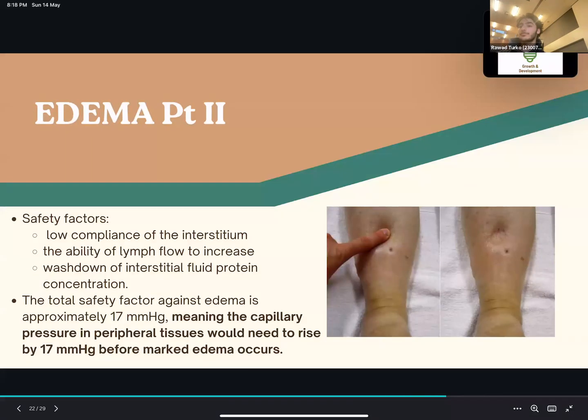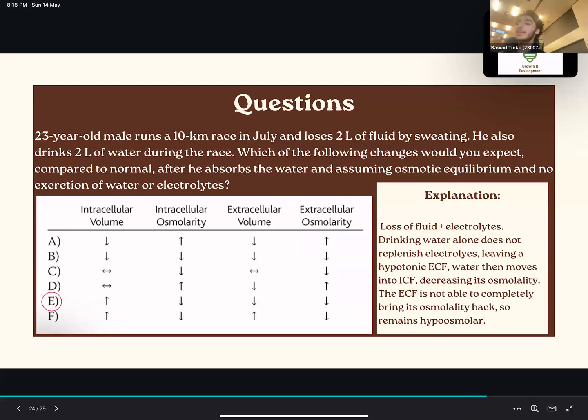So if we go back to the first question, let's go through it step by step. He lost 2 liters of fluid by sweating. That means he's losing both fluid and electrolytes. Then he drank water to replenish the fluid that he lost, but he did not replenish the electrolytes. So that would leave a hypotonic extracellular fluid, and the water would move from the ECF into the ICF, which would increase the ICF volume and decrease its osmolality. The ECF is not able to completely bring its osmolality back, so it remains hypoosmolar. That's why we see an increase in intracellular volume in this question. We have a decrease in intracellular osmolarity, a decrease in extracellular volume, and a decrease in extracellular osmolarity.